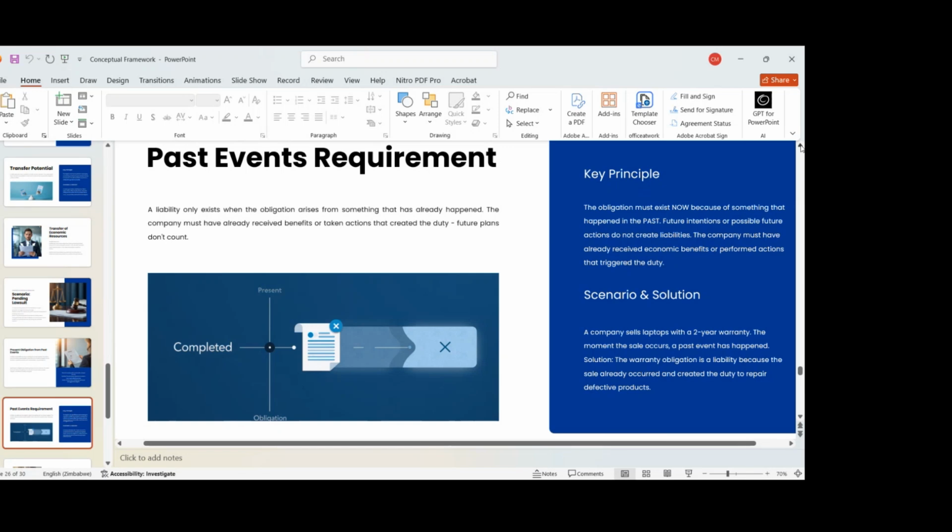A simple scenario: a company sells laptops with a 2-year warranty. The moment the sale occurs, a past event has happened. So the warranty obligation is a liability because the sale already occurred and created the duty to repair the defective product. Happy days?